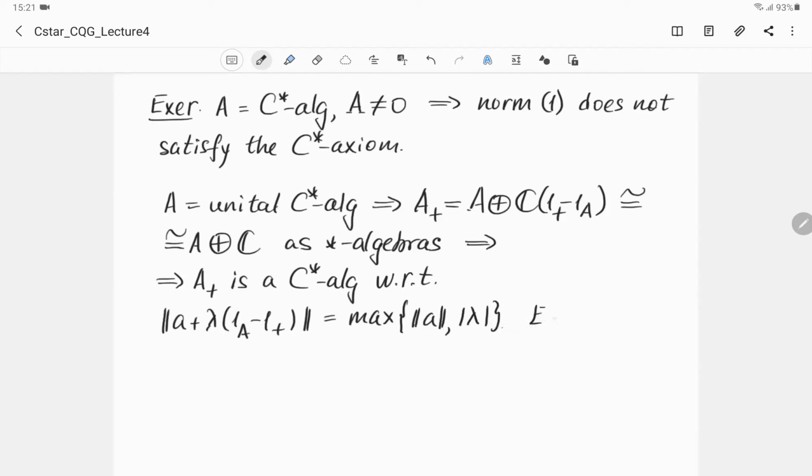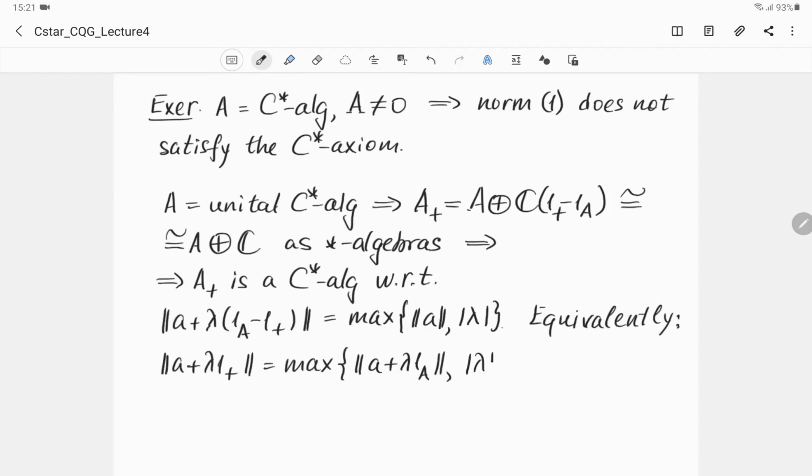Or equivalently, the norm of A plus lambda 1 is the maximum of the norm of A plus lambda, the old identity, and the absolute value of lambda. So the unitization of a unital C-star algebra is also a unital C-star algebra.